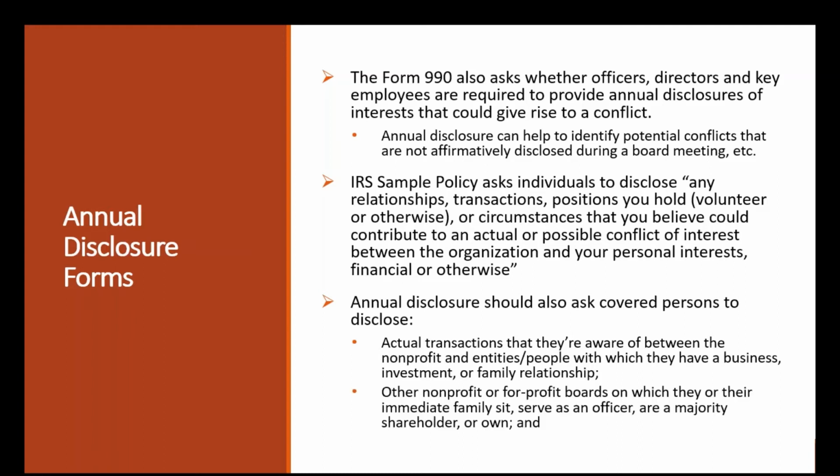You should also be disclosing other nonprofit or for-profit boards on which they or their immediate family sit, serve as an officer, are a majority shareholder, or that they own. And you'll also be disclosing the name of their current employer. So this is an exercise to get an inventory of people and organizations that our board have relationships with and that we should be extremely careful and sensitive around if we are ever interacting with those entities.